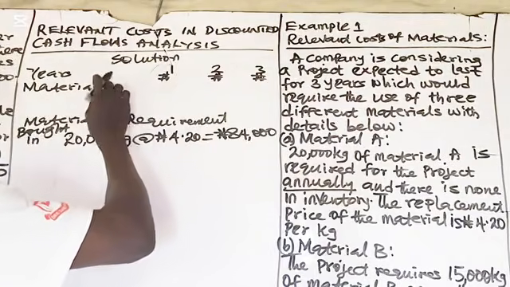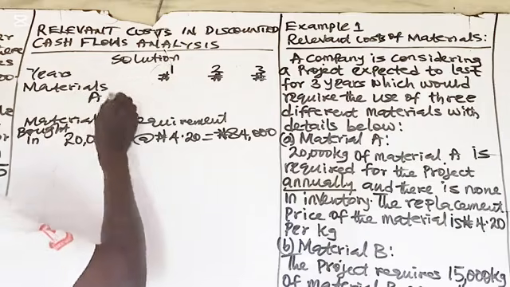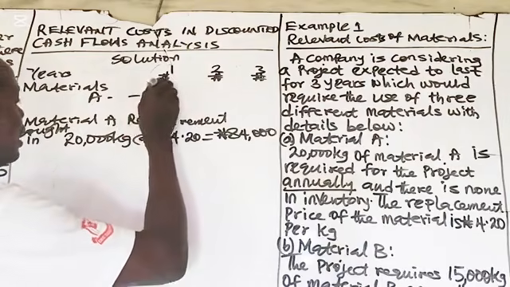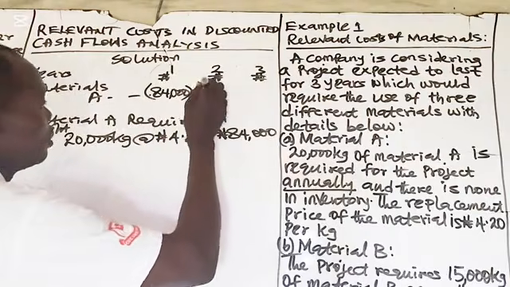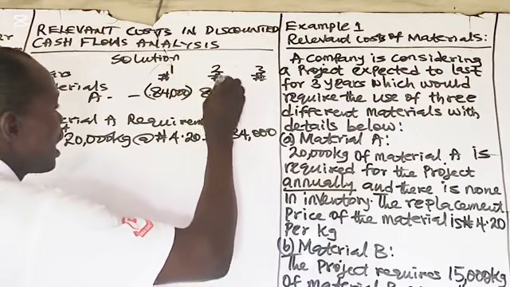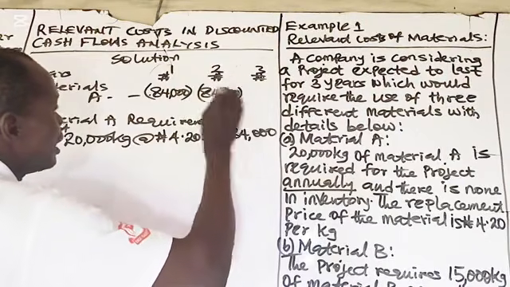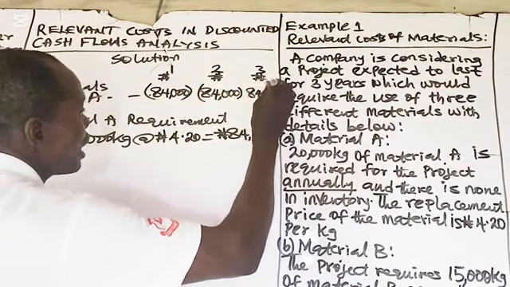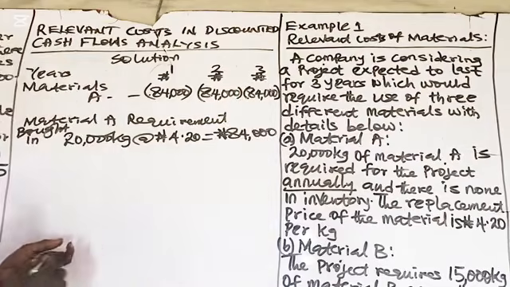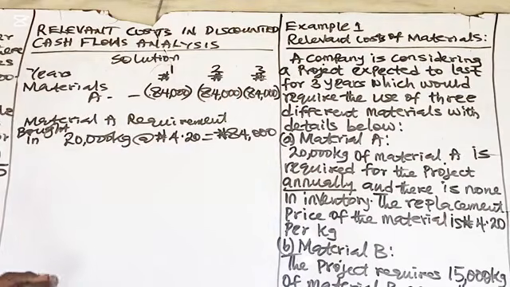So material A. The relevant cost of material A in year 1 will be 84,000 naira. In year 2, you have to buy another material A worth 84,000 naira. In year 3, another material A worth 84,000 naira will be required. So that is for material A.